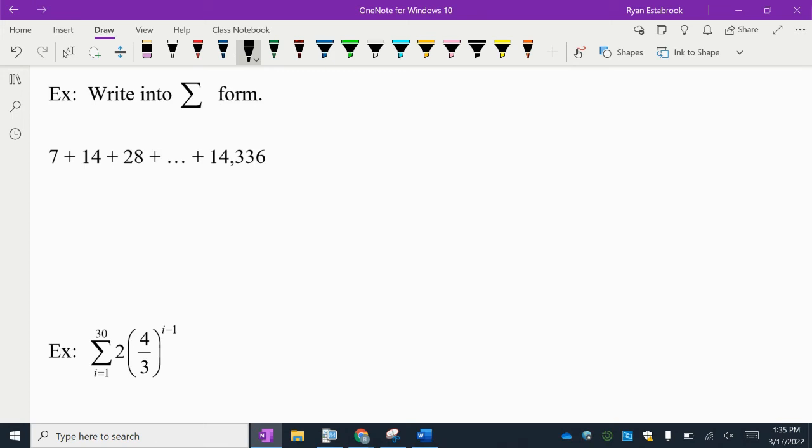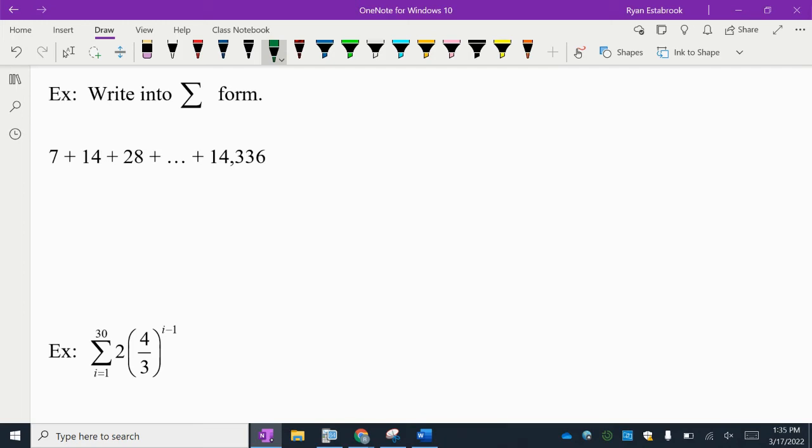Directions for this one are to write this series into sigma form. It doesn't say we have to evaluate this one, so I'm not actually going to add them all up. I just want to write what this would look like in sigma form. I prefer the arithmetic. Is this one arithmetic? Are we adding the same number every time? We added 7, then we added 14, so it's not that.